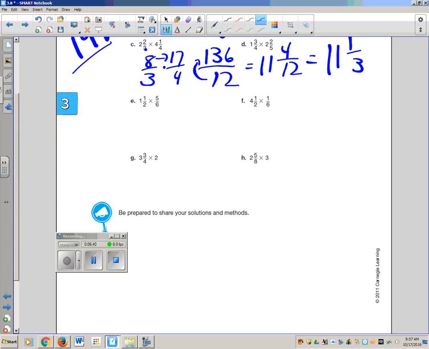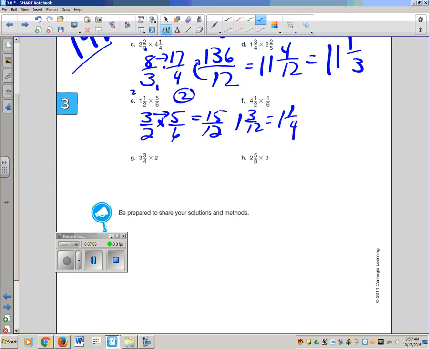E, 1 1/2 times 5/6. Rounding, my answer should be 2 times 1. My final answer should be around 2. 2 times 1 plus 1 is 3 halves, times 5/6. 3 times 5 is 15. 2 times 6 is 12. 1 3/12, which is 1 1/4.